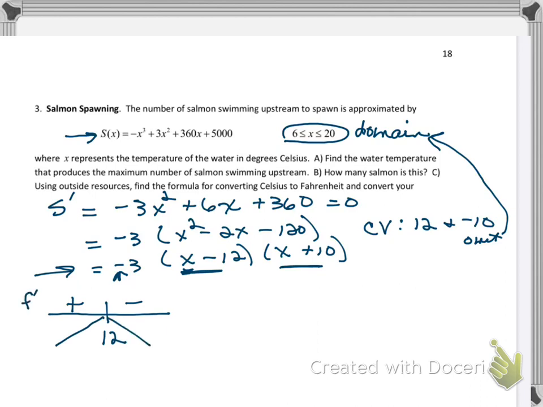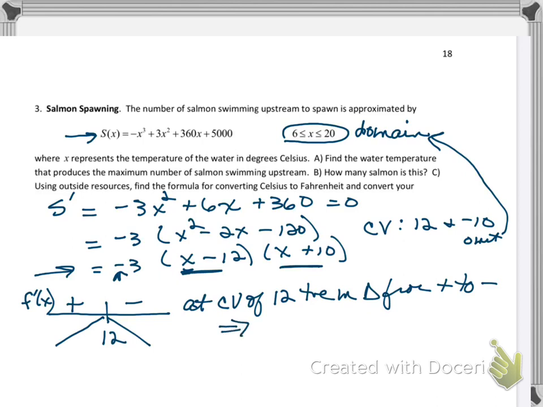And remember, the top line was your first derivative test. Okay, and notice that I did not test the negative 10 because that was not in my domain. So let me just erase that. And I would say at a CV of 12, the slope changes from positive to negative, and that gives me a max. Okay, so 12 degrees Celsius answers the first question.